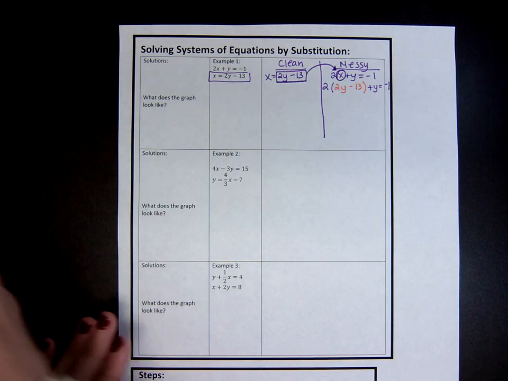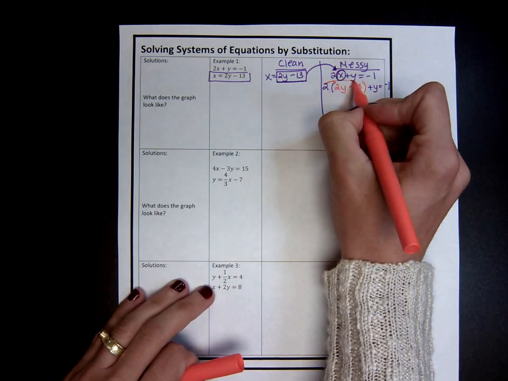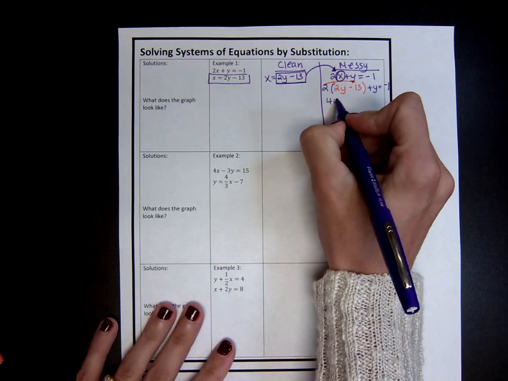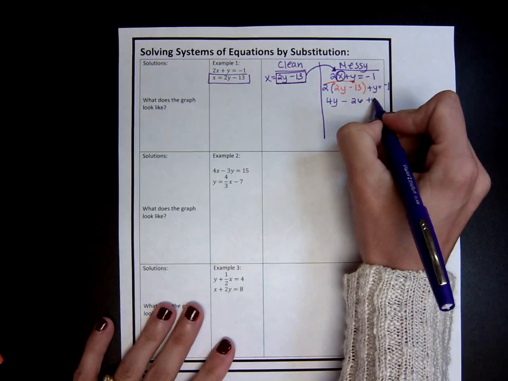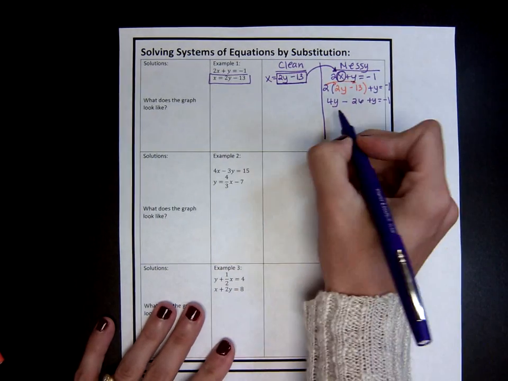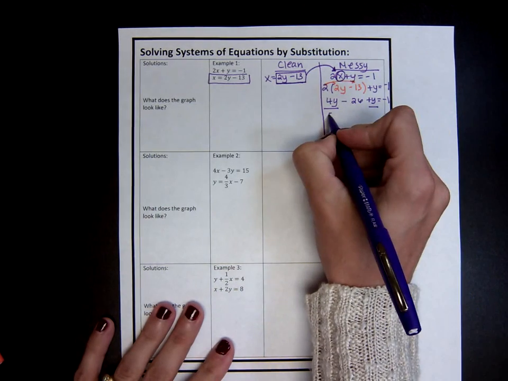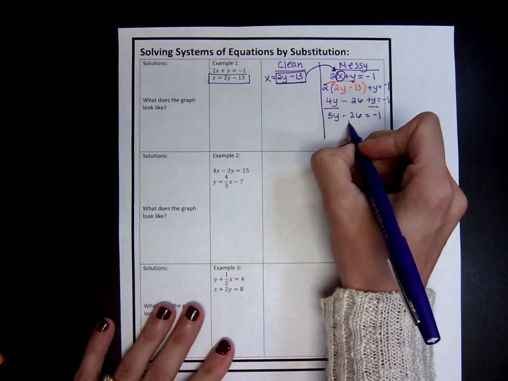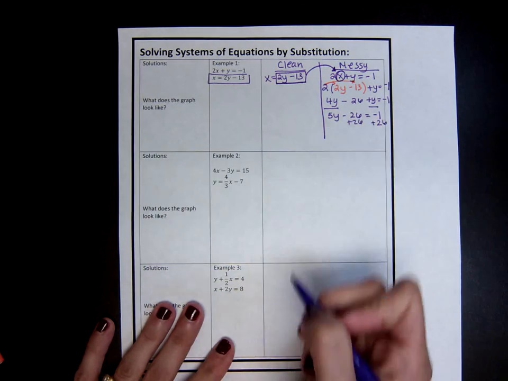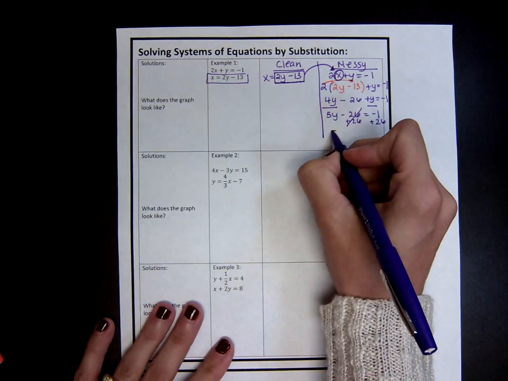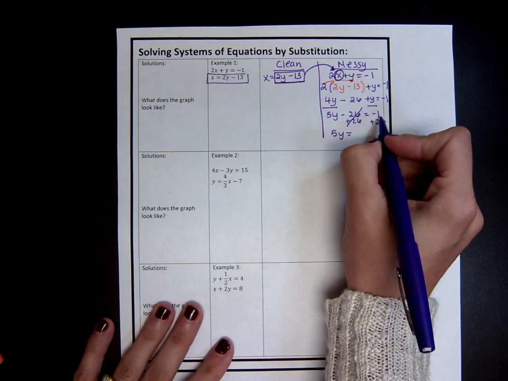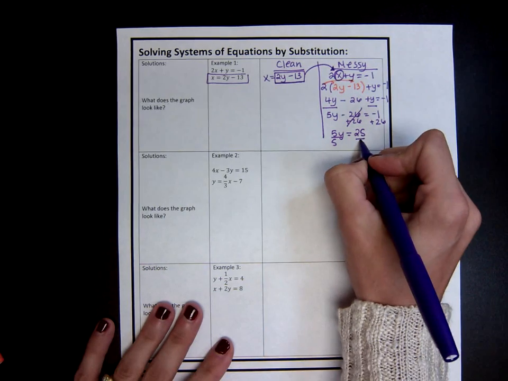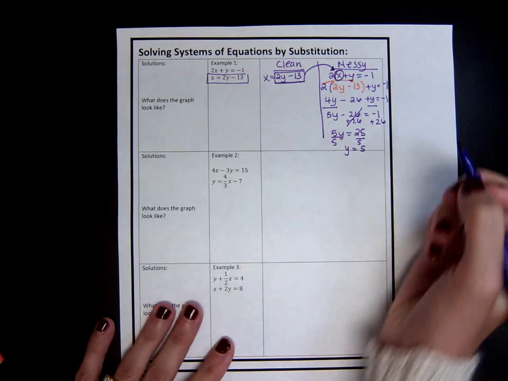Okay, so now we've got to do some distribution, something that we should all be comfortable with at this point. So we get 4y minus 26 plus y equal to negative 1. Now let's combine our like terms. We get 5y minus 26 equals negative 1. Add 26 to both sides. The 26's cancel and we're left with 5y is equal to 26 minus 1, that's 25. Divide by 5 on both sides and we get y is equal to 5.